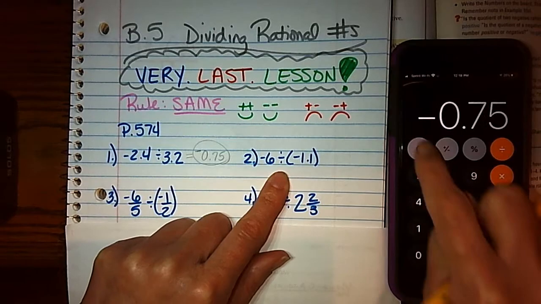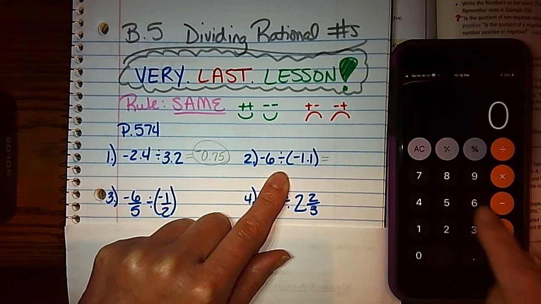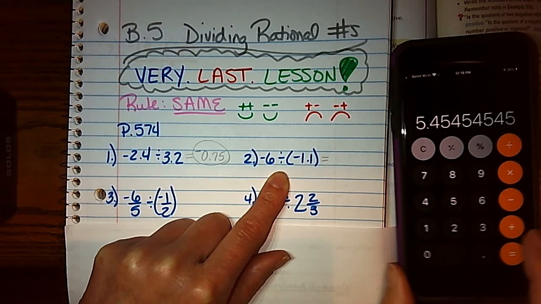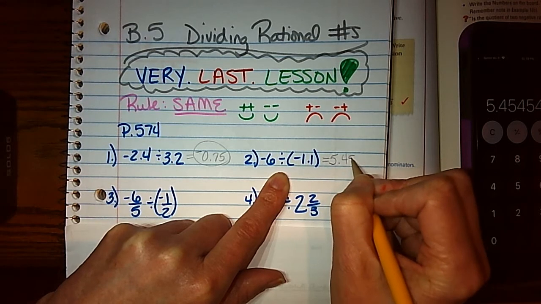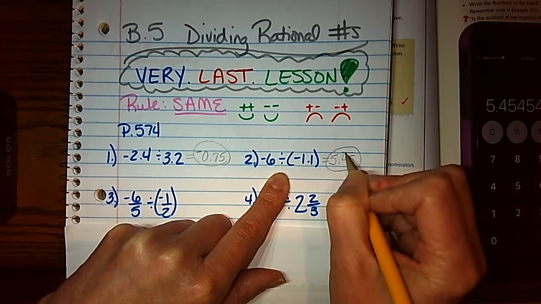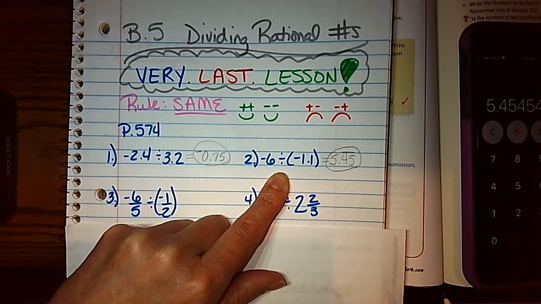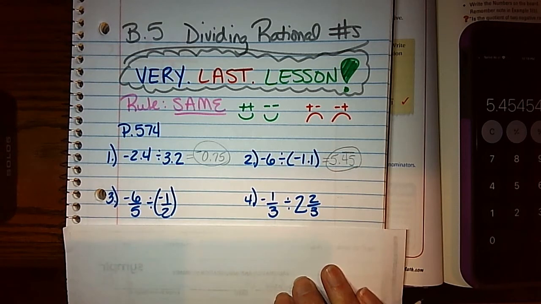Okay, so number 2. I have two negatives, so I know my answer should turn out positive. So negative 6 divided by 1 and 1/10, make that negative. And you're going to get a repeating decimal, 45, 45, 45, so 5.45, make that repeating, put that bar above it. We're not rounding. You round when it's not a repeating decimal, but since it's repeating, we don't have to round. We can just show that it's repeating with that bar.